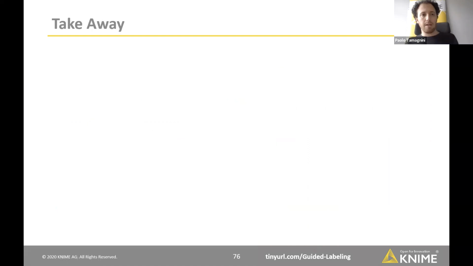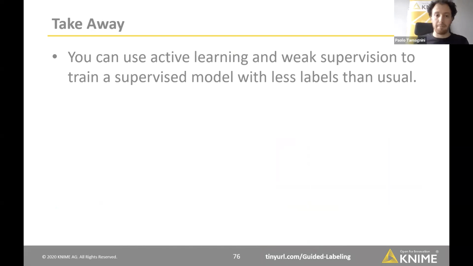And let's have some key takeaways here. Especially with active learning, but also with the use of weak supervision, we are now able to train a supervised model with fewer labels than usual. So we can use guided labeling to have a supervised learning model that is using some labeling functions, some labels, and this would save us time and money when you use your expensive expert.